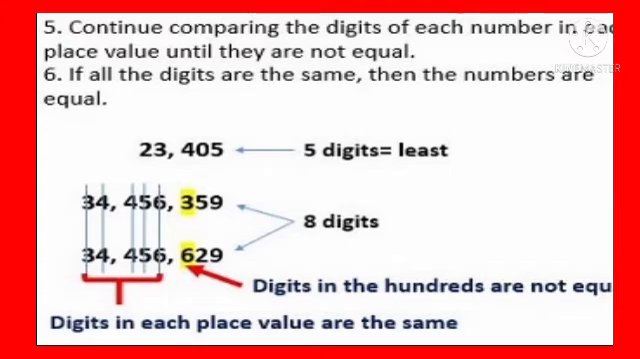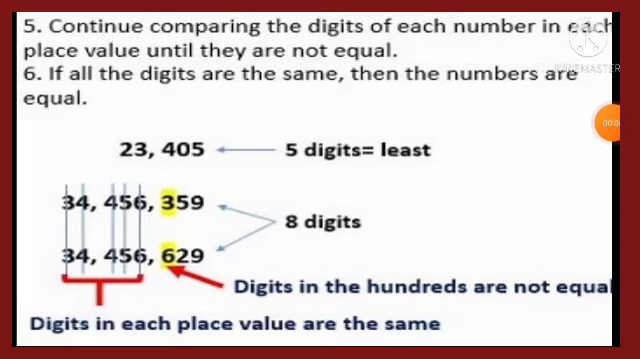Continue comparing the digits of each number in each place value until they are not equal. If all the digits are the same, then the numbers are equal. For example, 8-digit numbers are given. Here we have to compare the given two 8-digit numbers. Here, in the first 5 places, the digits in each place value are the same.